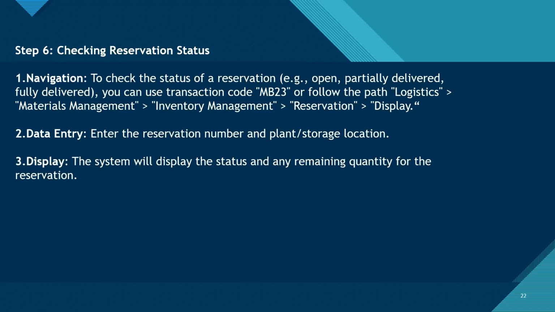And if you want to check the status, you can go to MB23, and the menu path is logistics, materials management, inventory management, reservation, and then display. If you display it, you can enter the number, plant, and location. It's kind of a report that opens up, and you can see the status, like if there is a remaining quantity, and if it is completed or not. So you can see it via MB23.